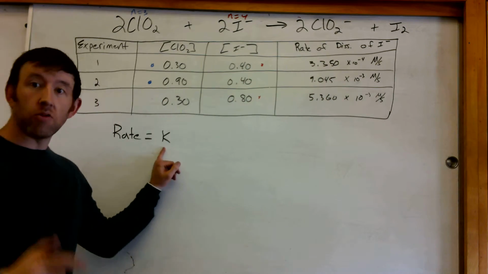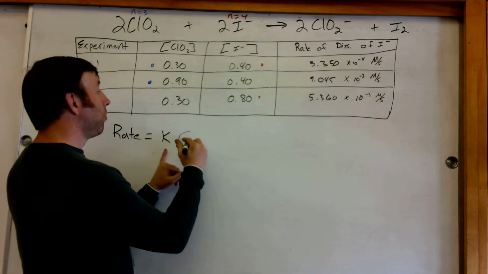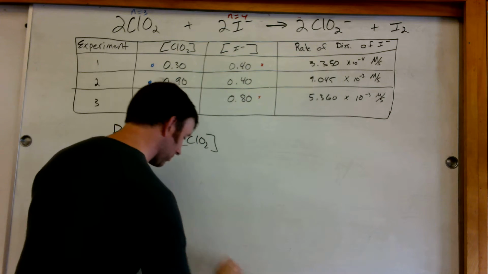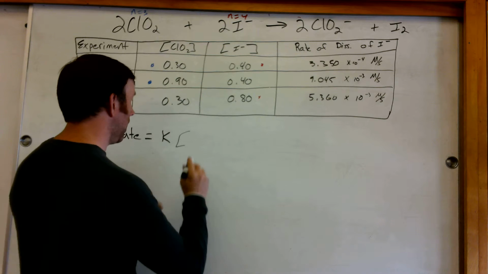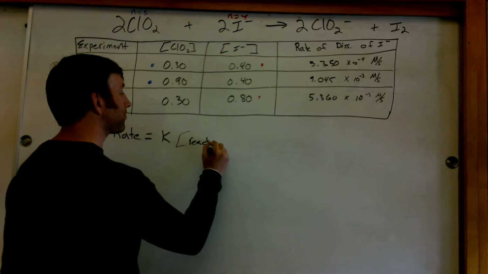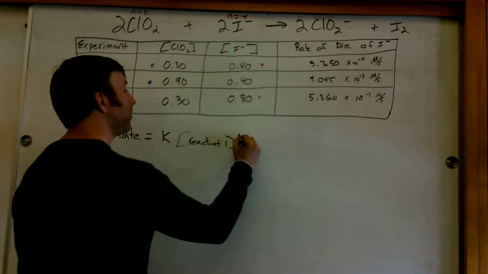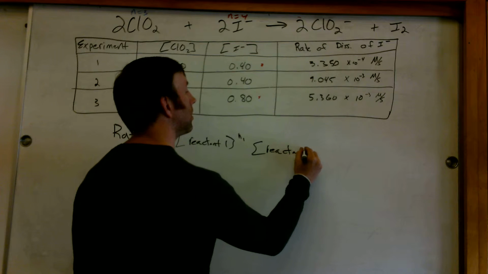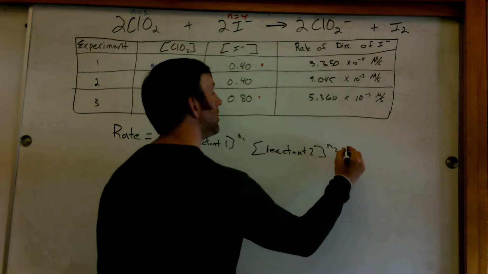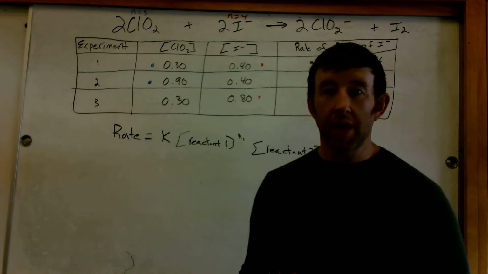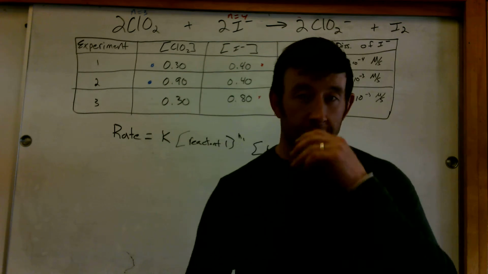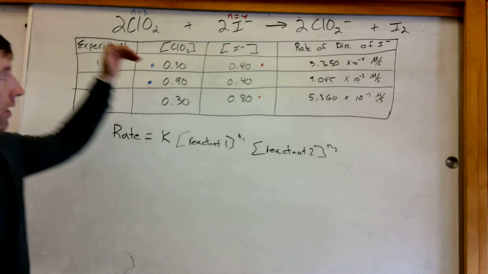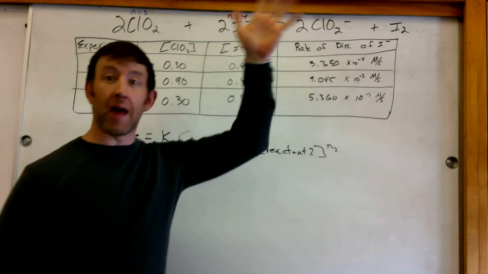So we're going to take that k value, that rate constant, times the molarity of ClO2. Actually, hold on. Let me just give you the base formula. I'm going to put the molarity of reactant 1 to the nth power times the molarity of reactant 2 to its nth power. So what we do then is plug in the values that we know. For this, we can pick any reaction off the table. It doesn't matter which one, just as long as we use all of our values from that particular experiment.